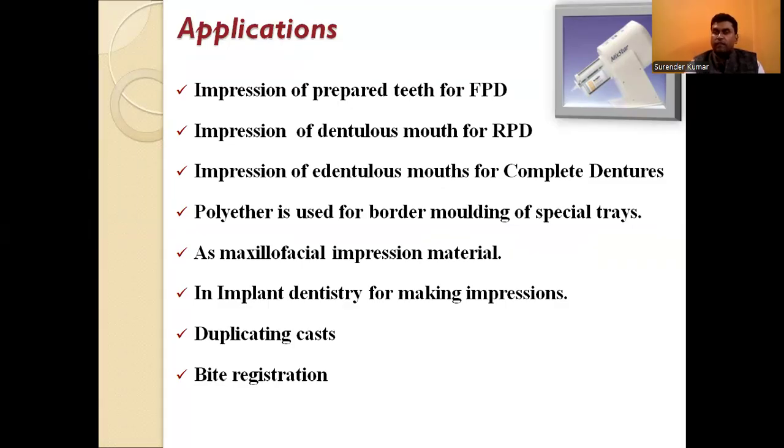Now, the applications of the impression materials. They can be used for making impressions of prepared teeth when you have to fabricate fixed partial dentures. They can be used for impressions of the dentulous mouth for removable partial denture fabrication. They can be used for making impressions of the edentulous mouth for complete denture fabrication. Polyethers are also used for border molding of special trays. The impression materials can be used for maxillofacial impressions and in implant dentistry for making impressions, duplicating casts, bite registration, and so on. So there are many places where you can use the impression material.